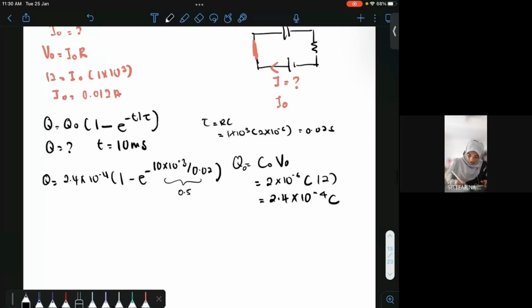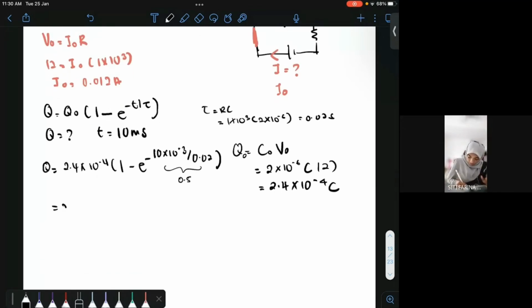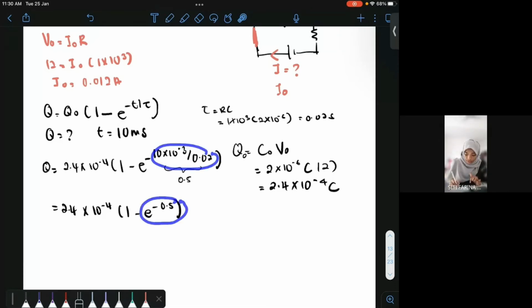Okay. Awak tak semestinya tulis lah every step. Okay, it is not necessary to write all these step. Awak boleh terus proceed dengan calculator punya step. Cuma saya nak tunjuk dekat sini lah. So after you have managed to find this value, kita tekan yang ini pula dalam calculator.